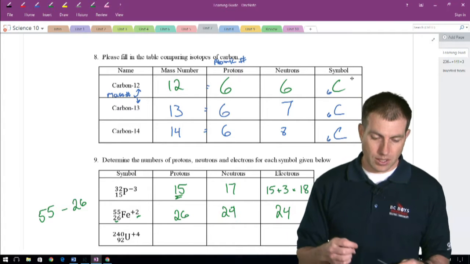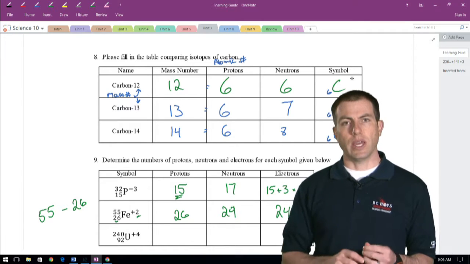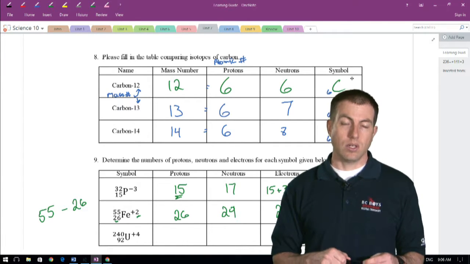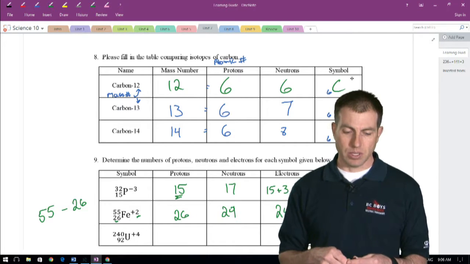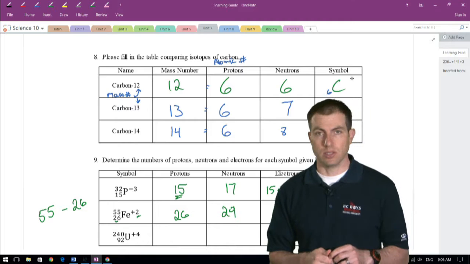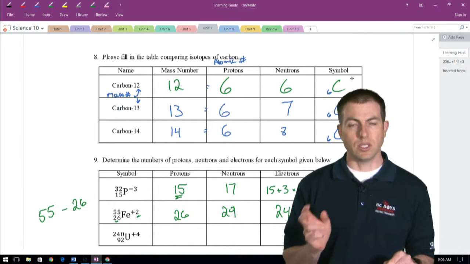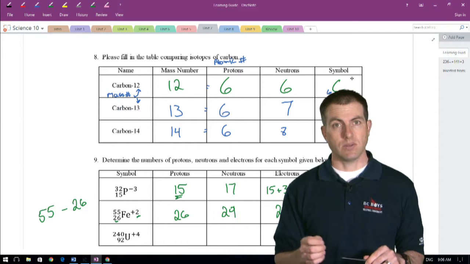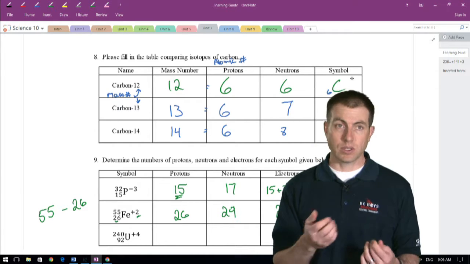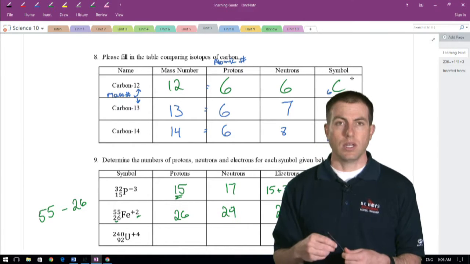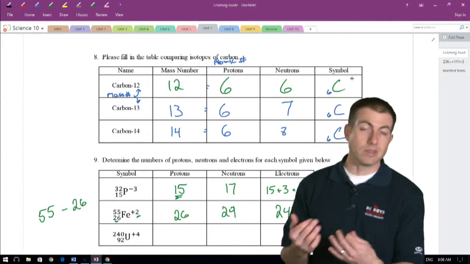So carbon 12, carbon 13, carbon 14. You'll see this shorthand for isotopes. This is the element, which is carbon, followed by the atomic mass. Now, we know carbon always has 6 protons. That's number 6 on the periodic table. But the 12, the 13, and the 14 indicate the mass. So carbon 12 is going to have a mass of 12. 6 of those are protons, 6 have to be neutrons. Carbon 13 has a mass of 13. 6 are still protons. Now we have 7 neutrons.